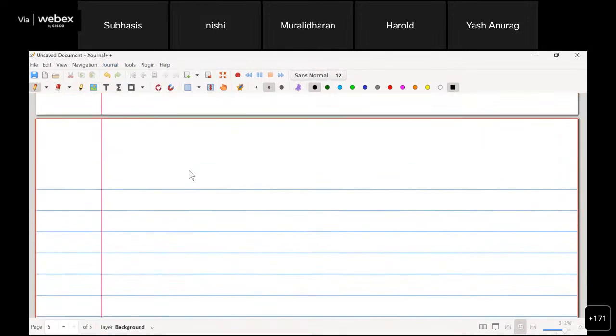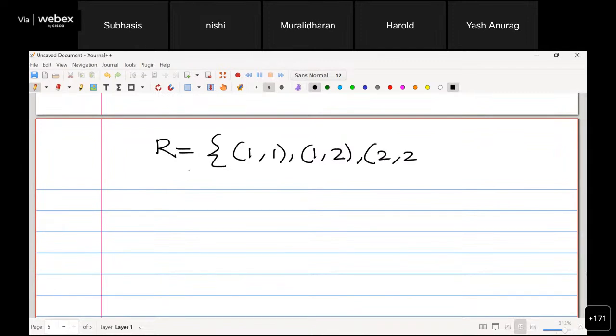Okay, now let me take an example which is actually a transitive relation. Let's say my R is (1, 1), (1, 2), and let's say (2, 2). This is a relation on the set A equal to {1, 2}. As you can see here, let me start with (1, 1).